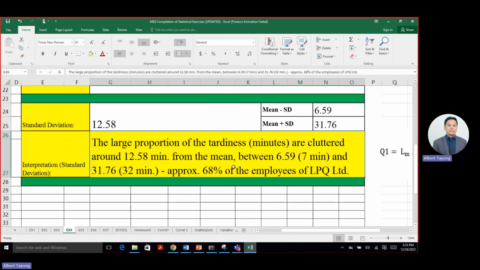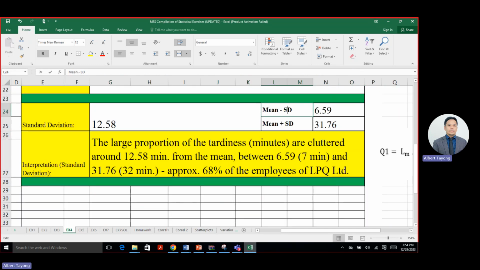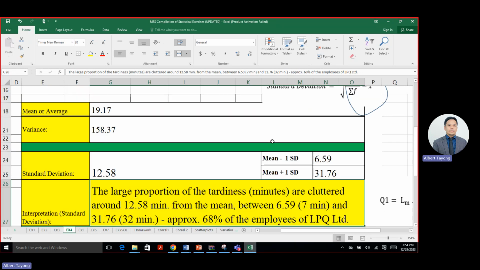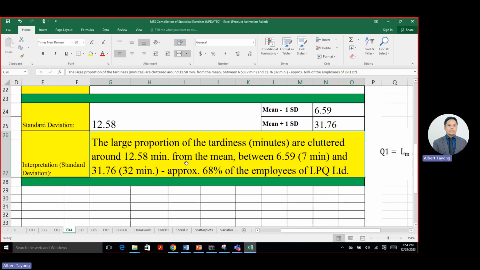So I believe that this interpretation is correct based on the mean minus 1 SD and mean plus 1 SD. We have 1 here, but we don't need to write it. It's understood. Right, so I hope you understand how to interpret this standard deviation.